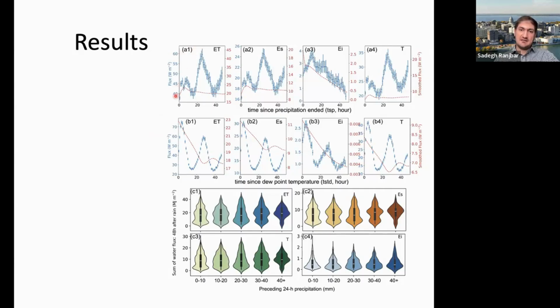Here you can see the loss trend, and this red line here shows the loss trend of the data, and the other thing only shows the data and its distribution by hour, after 48 hours of precipitation here and dew point here. And the loss is a line that shows the trend of the data set.